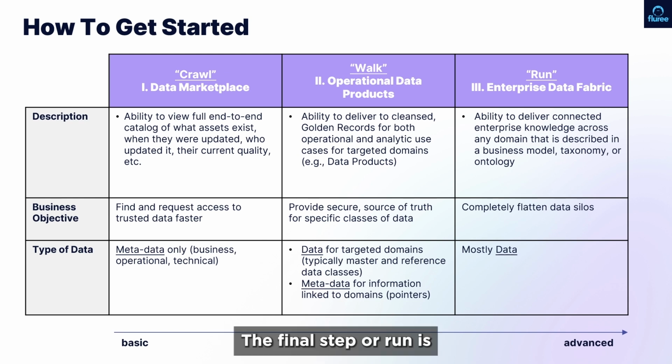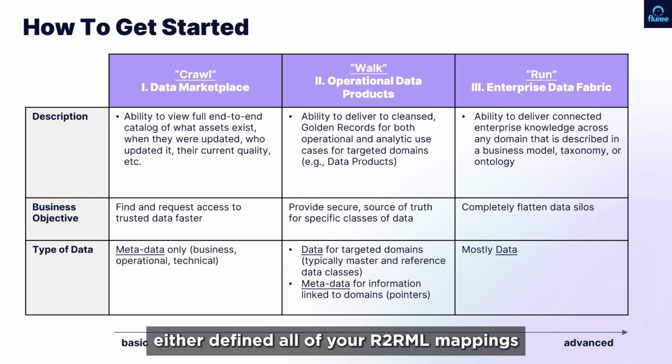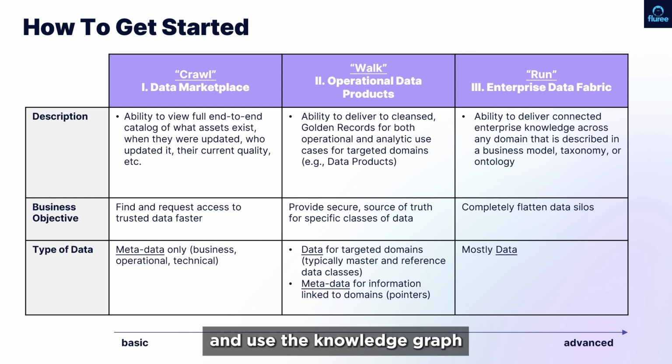The final step, or run, is when you've set up kind of a full enterprise data fabric and you've defined all of your R2RML mappings and you have all of your data assets and your data products in the graph. And now you're able to use the knowledge graph as a way to interrogate all the underlying source systems. And this is kind of like the final nirvana state.